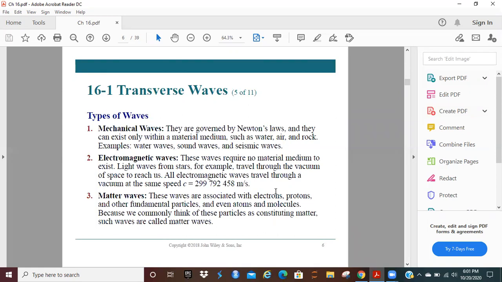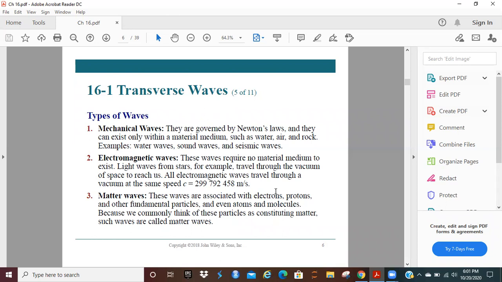Got three different types of waves. We have mechanical waves. These are going to be governed by Newton's laws, and they can exist only within a material medium, such as water, air, and rock. Some examples might be water waves, or sound waves, or seismic waves.